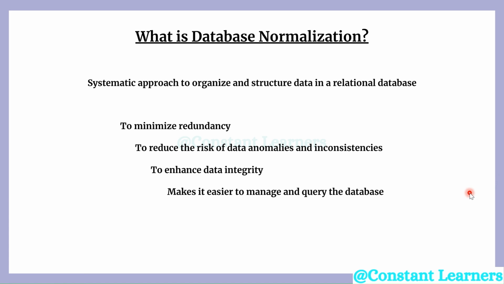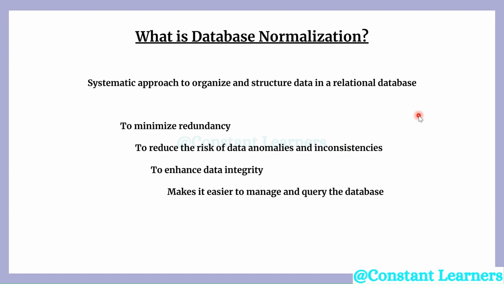What is database normalization? Database normalization is a systematic approach to organize and structure data in a relational database. And why do we need to organize and structure the data in a relational database? To minimize the redundancy. This is one of the most important aspects of database normalization. Then, to reduce the risk of data anomalies and inconsistencies, because we cannot have wrong data. Anomalies means mistaken or wrong data, and inconsistencies.